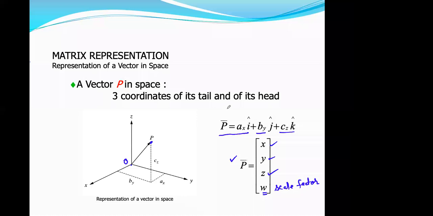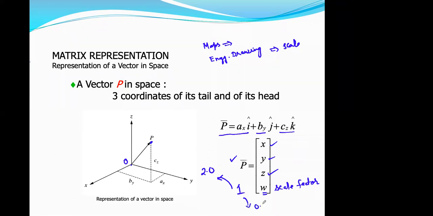ये स्केल फैक्टर होता है, और स्केल फैक्टर में अगर हम देखें कि सपोज जैसे मैप्स है, मैप्स में हम स्केल फैक्टर यूज करते हैं, इंजीनियरिंग ड्राइंग में हम स्केल यूज करते हैं. आई थिंक यू हैव लर्न दिस. So this aspect is the scale factor. Suppose this scale factor is generally 1. अगर इनकी वैल्यू एग्जैक्ट आनी है so it is generally 1. Otherwise it can be double, so double में it will be 2, and it can be made half also, so it can be made 0.5. So this value is your scale factor.